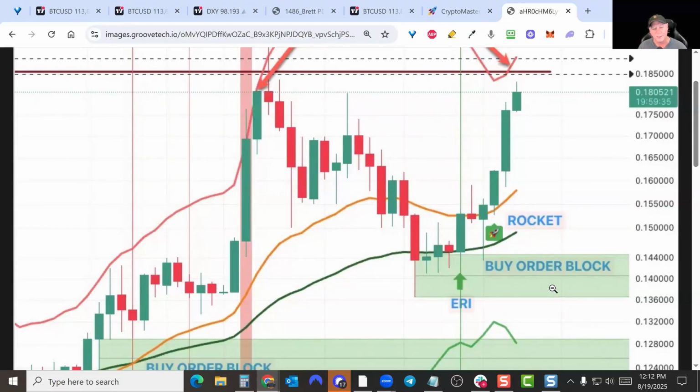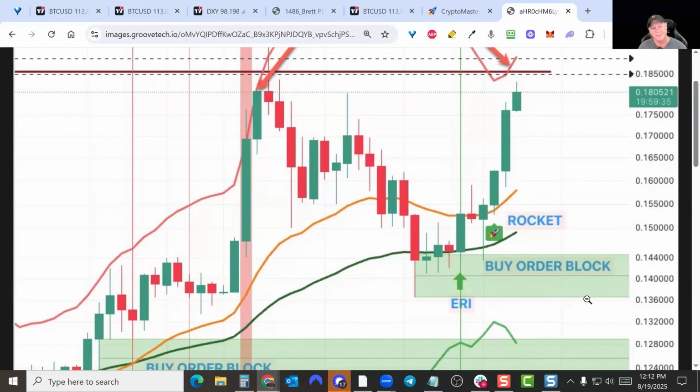Big green order block, what does that mean? That is the concentration of buy limit orders. That means if you wanted to buy this coin at 14 cents, you could put an order in. Not now, but back then you could have put an order in. You'd say, I'll buy it at 14 cents. And if the price came down to that price, then it would fill on the order books.